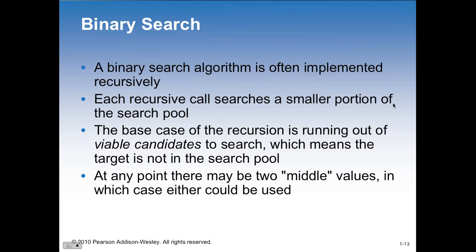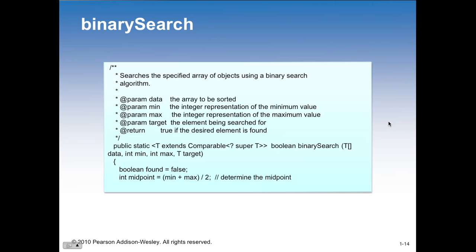So at any point, there may be 2 middle values, in which case either one of them could be used. So you can go left or right. You might end up with a list that only has 2 values in it, so then you can go left or right. If you think about that concept, even if you had to search every item and there were 3 items, it's still faster than searching 20 items or more.